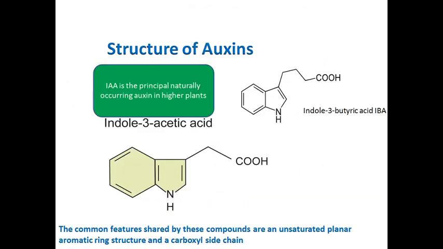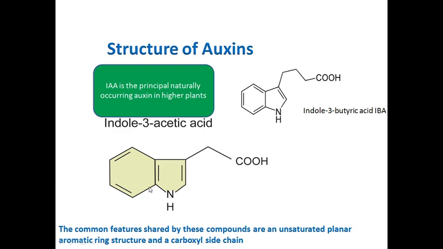Next we come to the structure of the auxins. Here is the principal naturally occurring auxin in higher plants, and that is indole-3-acetic acid, IAA. It is the principal naturally occurring auxin in higher plants.